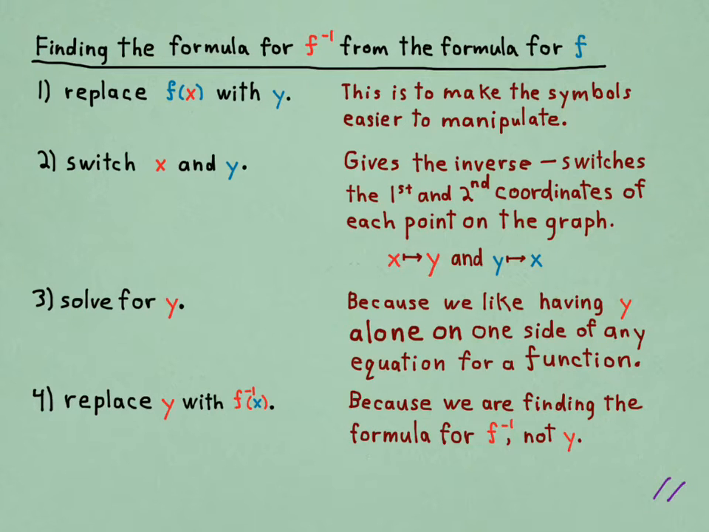Okay, so we do this because we're asked to find the formula for f inverse. We're not asked to find y. You can't ask to find y because there's two different y's. So this is an example of where the function notation is very, very useful, because if you have two y's and you weren't using colors, you could get really confused on which y is which.